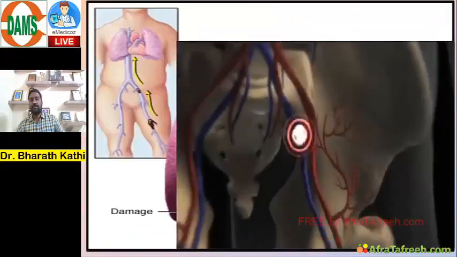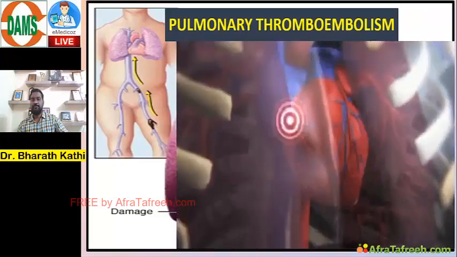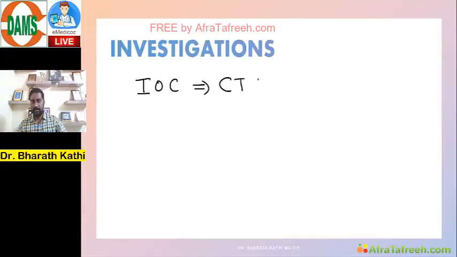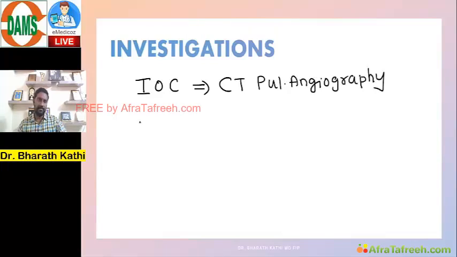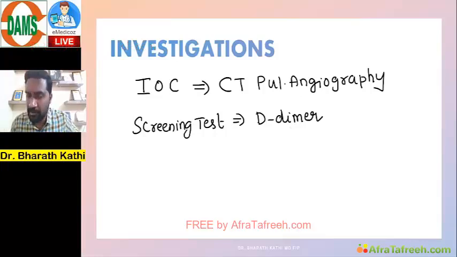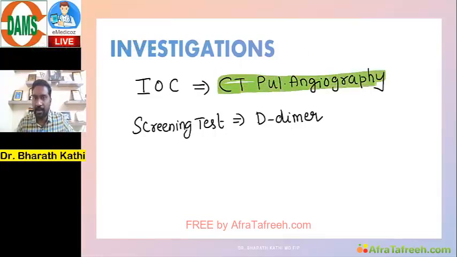The next topic is pulmonary thromboembolism. You must know the investigations in pulmonary thromboembolism. The investigation of choice for pulmonary thromboembolism is always CT pulmonary angiography. Whereas a screening test, which has become famous again in this COVID pandemic, is D-dimer. D-dimer is not a confirmatory test for pulmonary thromboembolism. The confirmatory test is generally CT pulmonary angiography.